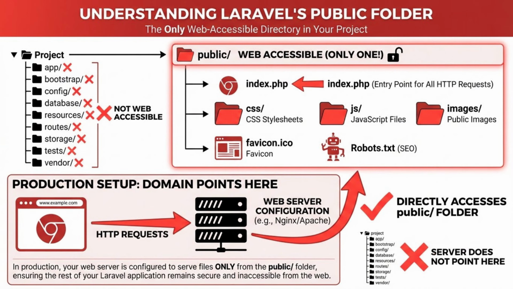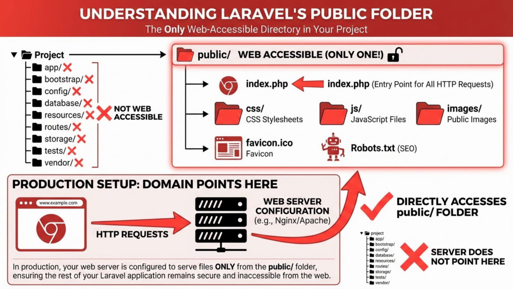In this part of the Laravel project structure, we focus on the public folder, which is the only web-accessible directory in your entire application. When users enter your domain in the browser, every single HTTP request is routed directly to this public folder and nowhere else. This design is intentional because it protects the core of your Laravel project from being exposed to the internet. All important folders like app, config, database, routes, resources, storage, tests, and vendor remain completely inaccessible from the web, keeping your logic, environment variables, and sensitive files secure.